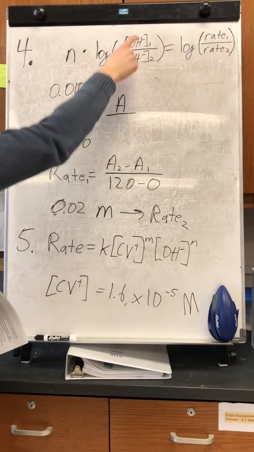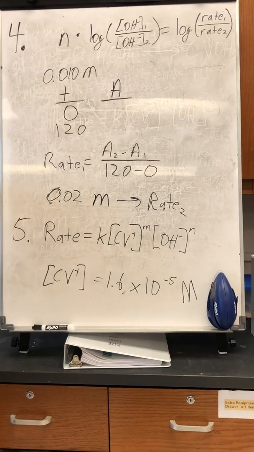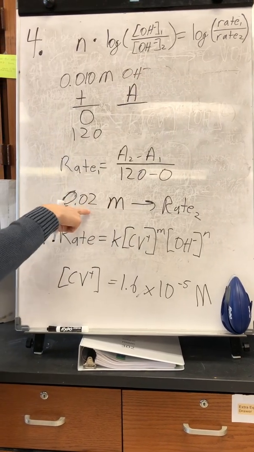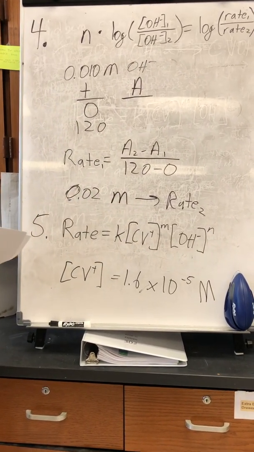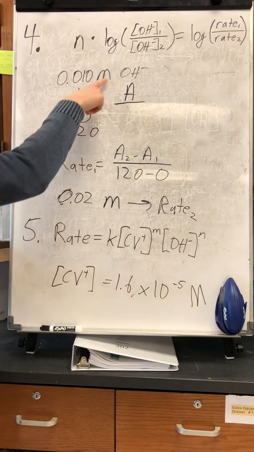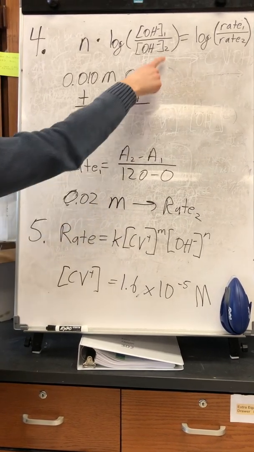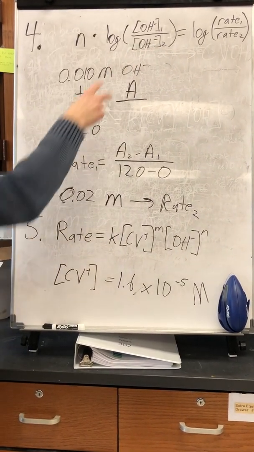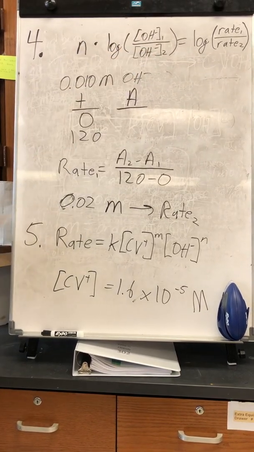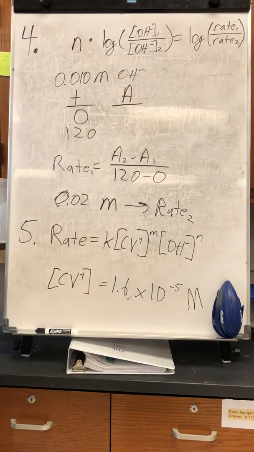We know the hydroxide concentration. Remember, we have 0.01 molar hydroxide and we have 0.02 molar hydroxide. Those are our two hydroxide concentrations. So we'll call this one number 1. The 0.02 molar, we'll call it number 2. So those are the concentrations. You'll just plug in 0.01 and 0.02. So that part's easy, we already know it. But now we need to get rate 1 and rate 2.